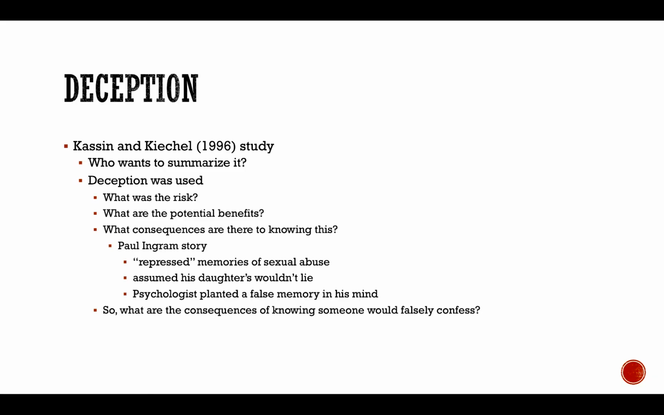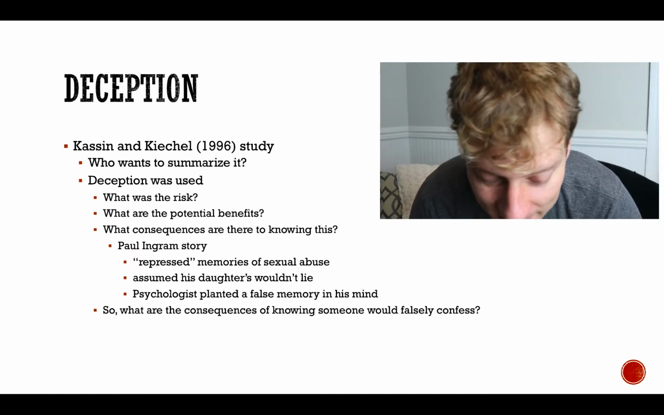And so this Kassin and Kiechel study is a great example of a situation where you can implant false memories into people. And that sort of research may not have been possible if we did not allow any sort of deception. So what are the consequences of knowing someone would falsely confess? Well, maybe we ought to put a lot less credibility, because here's another thing that happens.